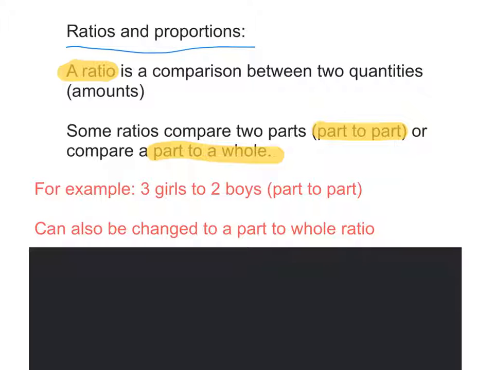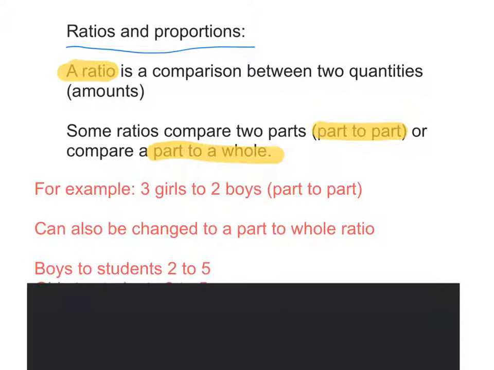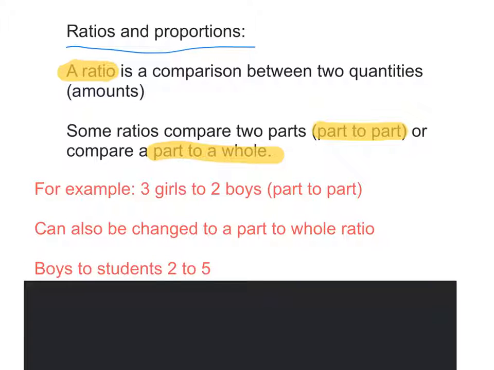as it can also be changed to a part-to-whole ratio. So for example, if we wanted to know how many boys to students, well, how many boys were there? There were 2 boys. And how many students? Well, that's when we have to change it and figure out the whole. So 3 plus 2 is 5, because girls plus boys make up students. So in order for us to figure out the students here, we would have to add the parts.